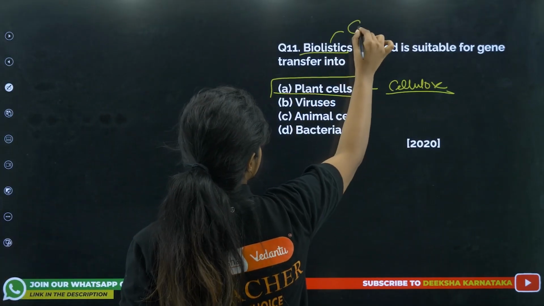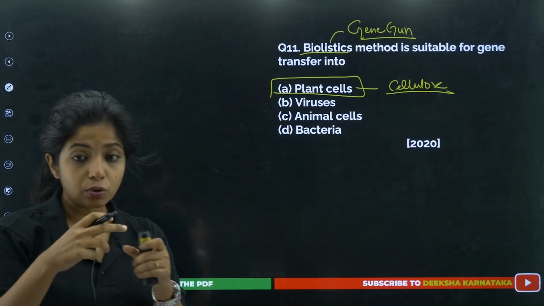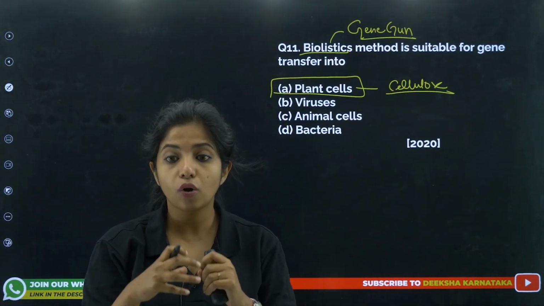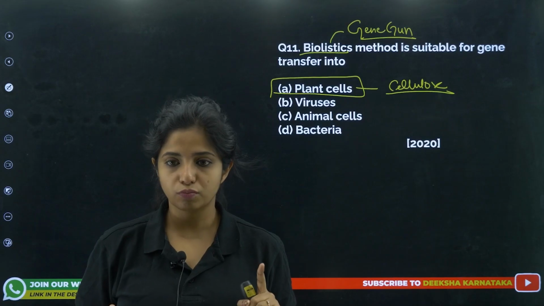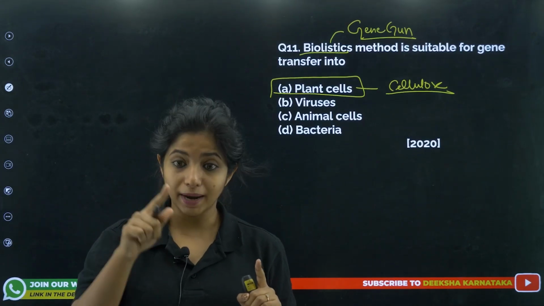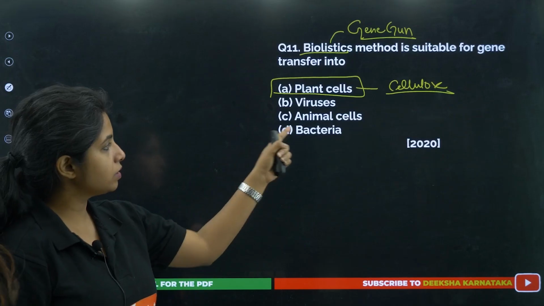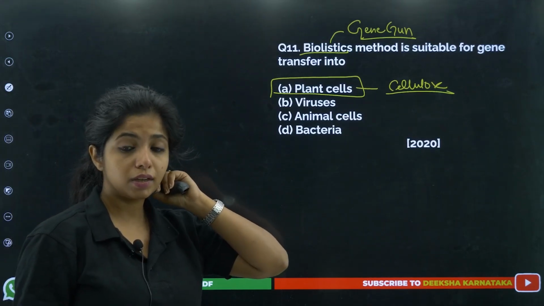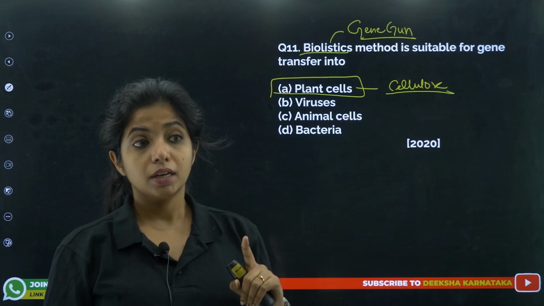What do you mean by this? This is actually the same thing, that is gene gun, where you are taking microparticles of tungsten or gold, covering them with the DNA of interest and putting them into the host body, the plant cell. Fine, works. For animal cells, what do you use? You have microinjection.